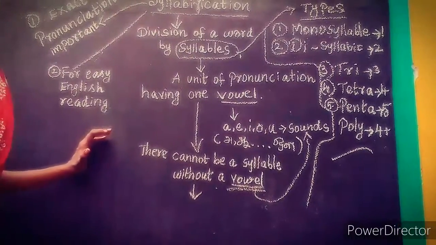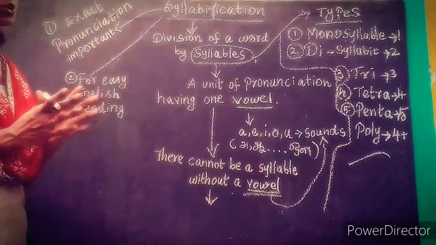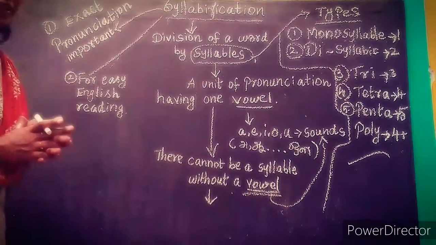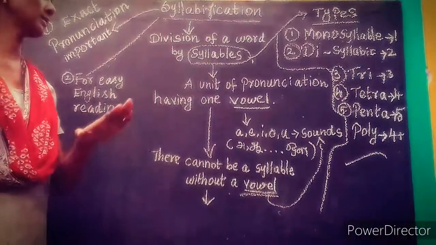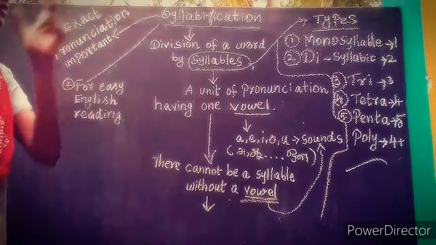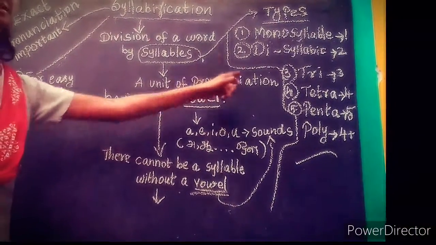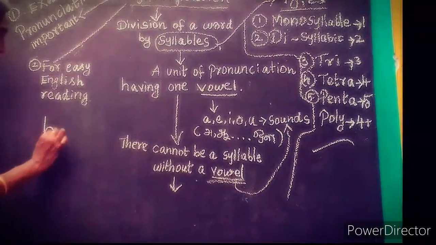Right, today we are going to discuss a new topic on syllabification. Okay, what is syllabification? Syllabification is the division of a word by syllables. What is a syllable? It is a unit of pronunciation having one vowel. Take one example, banana.